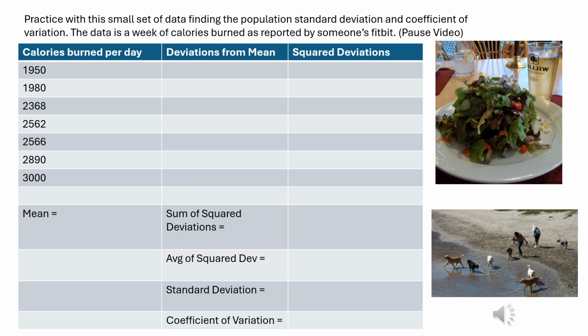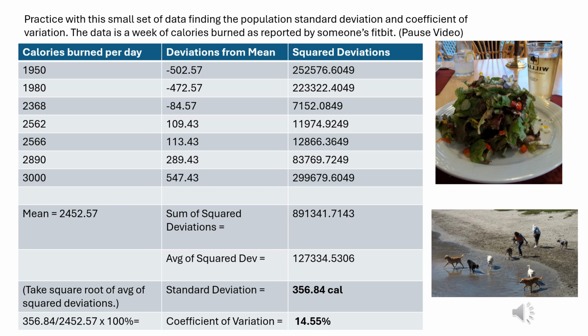I would pause the video at this point and work with this really small set of data. Why don't you first assume that it is a population set of data? It's 7 values of calories burned during a day, so it's like 1 week worth of calorie data. You could treat that week as its own little population and work through the steps to find the standard deviation, assuming it's a population, and then also find the coefficient of variation.